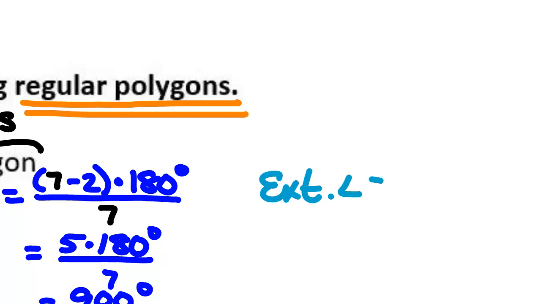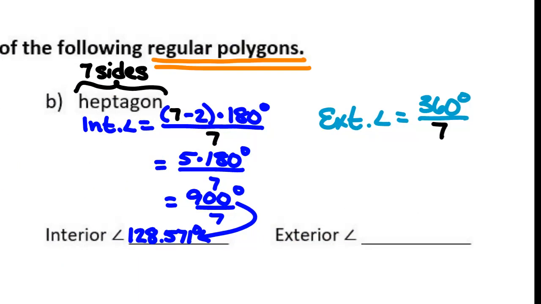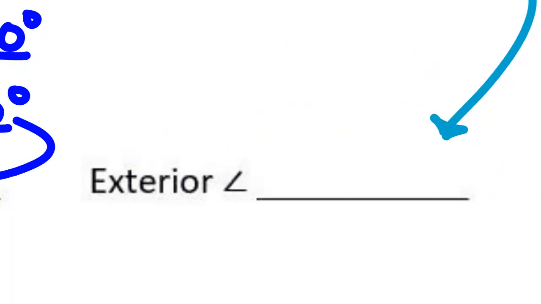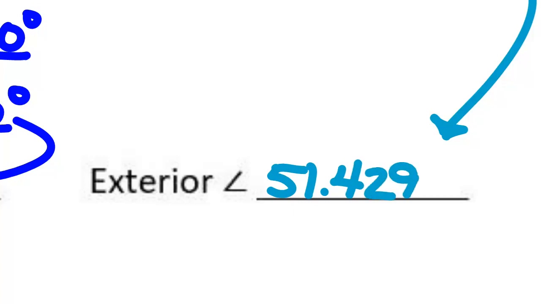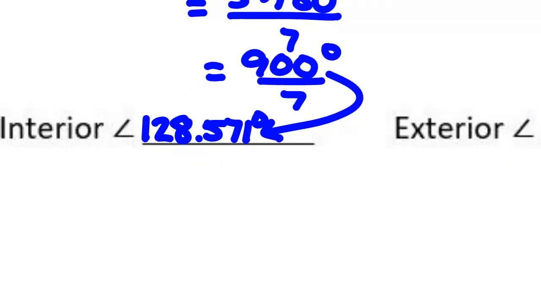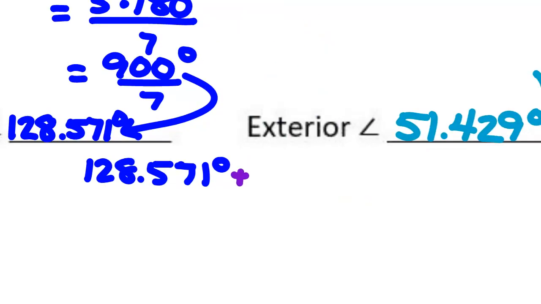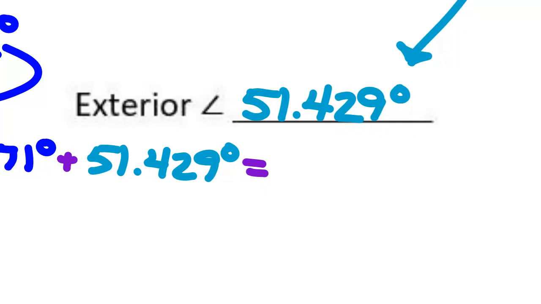And then for that exterior angle, 360 degrees divided by the number of sides, which in this case is 7. What is 360 divided by 7? Yep, 51.429 degrees. And again, we can check that. 128.571 degrees plus 51.429 degrees. Does that come out to be 180? Yes, it does. 180 degrees.